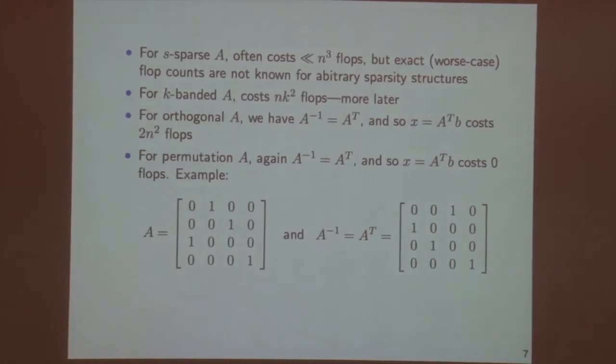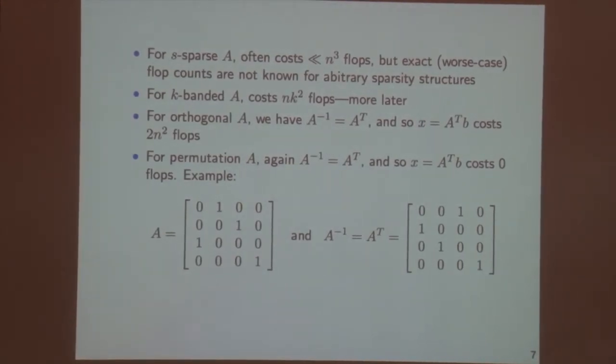For a sparse A, there's not a generic way to solve a sparse linear system in a practically sound, efficient manner. It depends on the sparsity pattern. So there's not a generic rule like there is for, say, lower triangular matrices or band matrices. But it often costs a lot less than n cubed flops. In the worst case, it can still be n cubed, even with a fairly sparse matrix, because the structure of that sparsity matters a lot in terms of the flop count and the resulting algorithms. That gets to be fairly complicated.